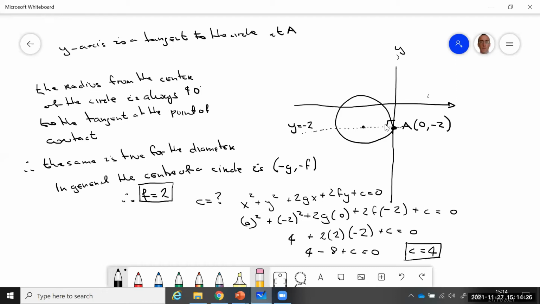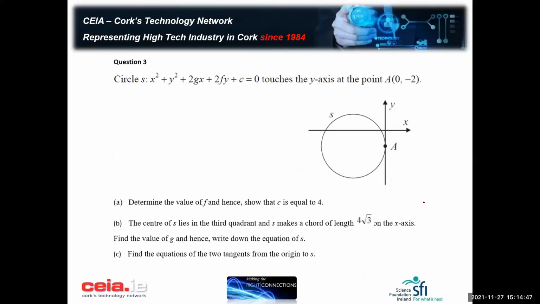Now, of course, to do that, we would have had to find the value for f first. But importantly, I just want to get across, and I know I said it already, that since a is on this circle, we can sub it into the equation of the circle, and it will hold. Okay, that's the key theory there. So that was the first part of the question.